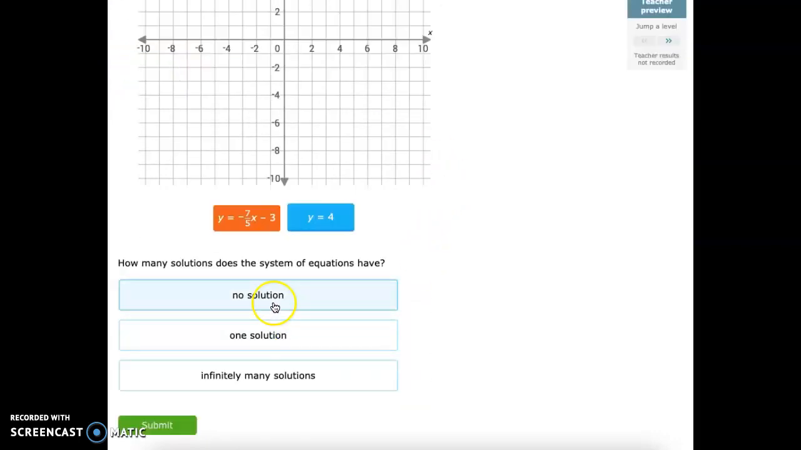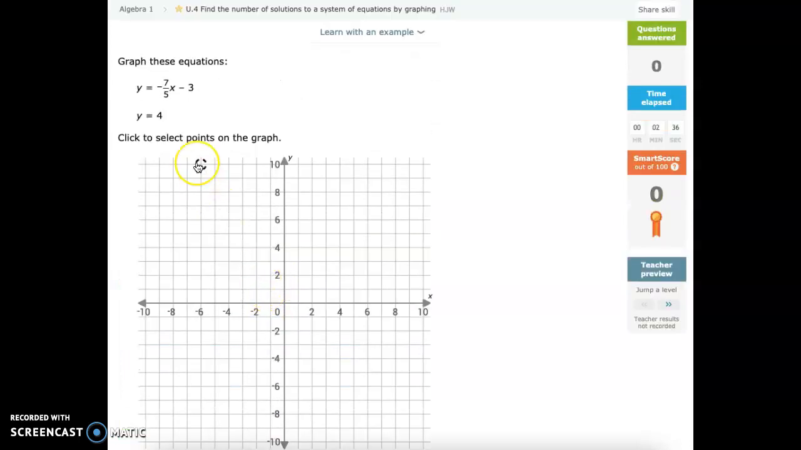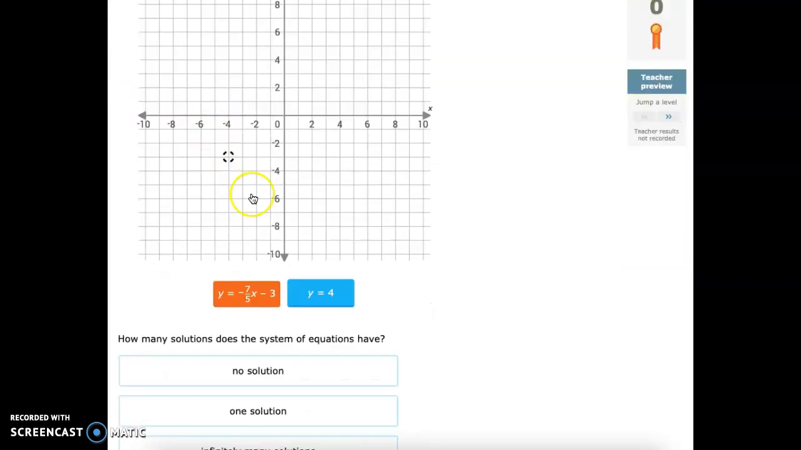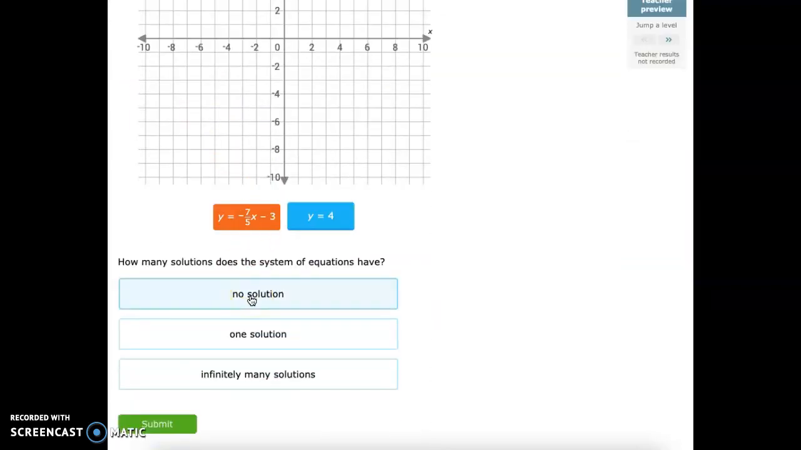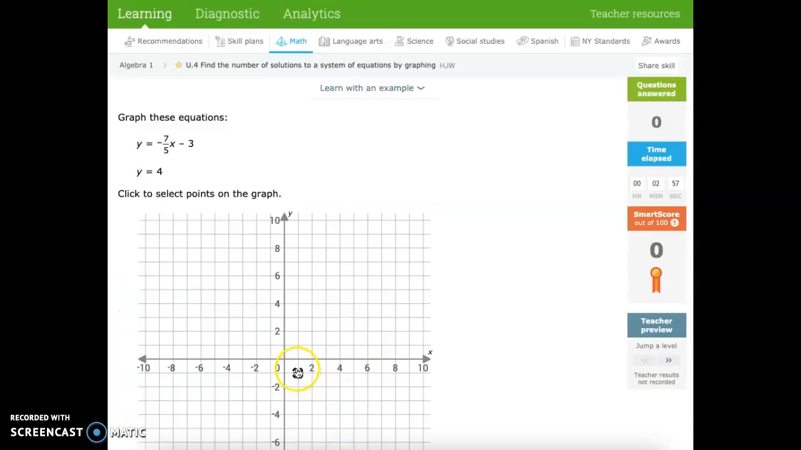I should note that for no solutions, they will be parallel lines, which means the slopes will be exactly the same. So if the slopes are the same, it's no solution. If the slopes are different, it is one solution. And if the equations of the lines are exactly the same, it will be infinitely many.